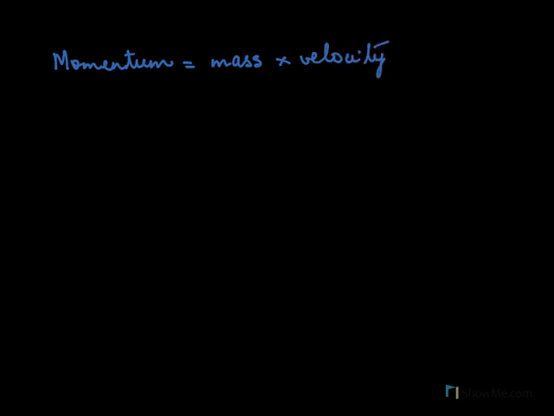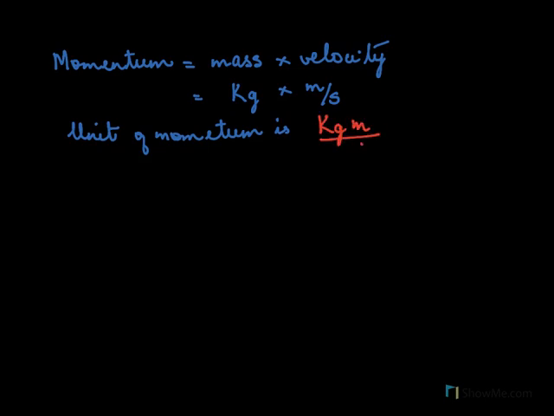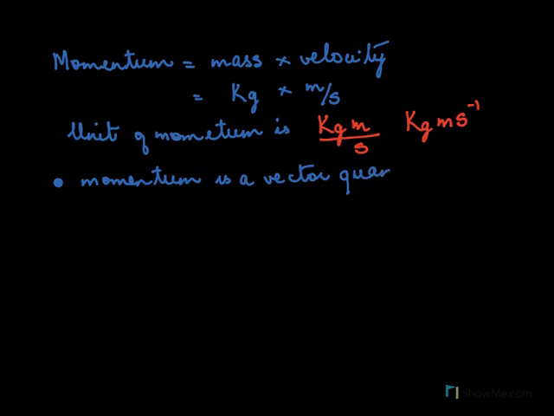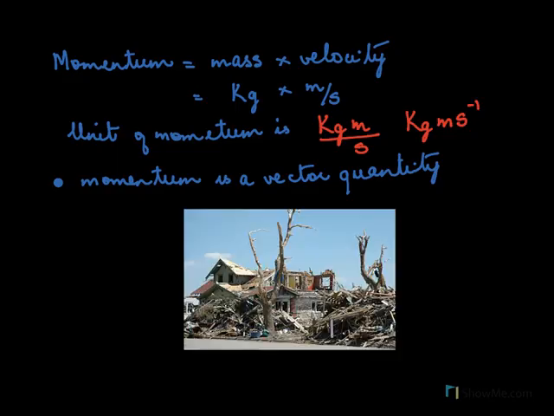So what could be the unit of momentum? The unit of mass is kg and that of velocity is meter per second. So the unit of momentum will be kg meter per second, or you could write it as kg meter second raised to -1. Another point to remember is momentum is a vector quantity. It has direction and magnitude.